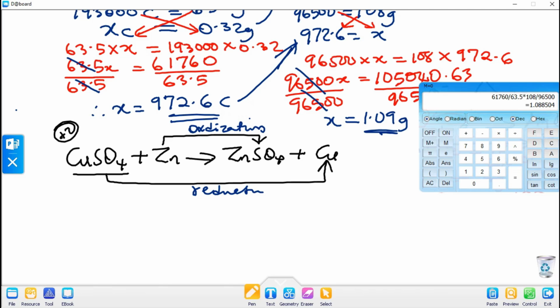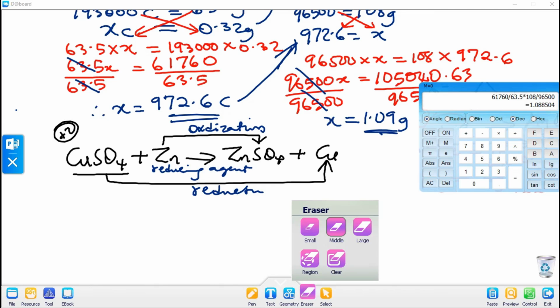So what it simply means is that zinc has led to the reduction of copper sulfate to ordinary copper. Or you can also say that copper sulfate has brought about the oxidation of zinc from ordinary zinc metal to zinc sulfate. So in other words, we can say that zinc is the reducing agent. Zinc is the reducing agent.